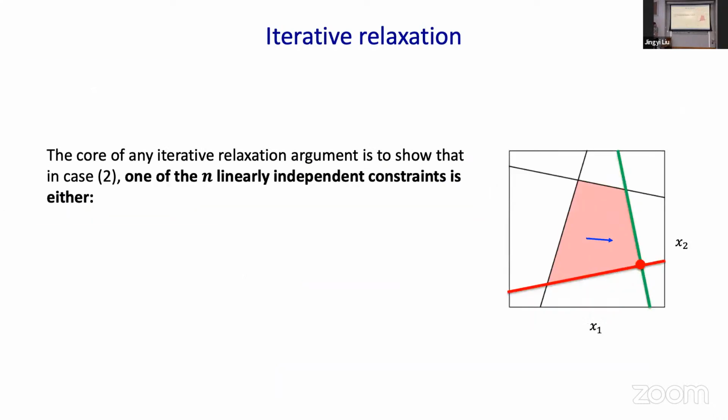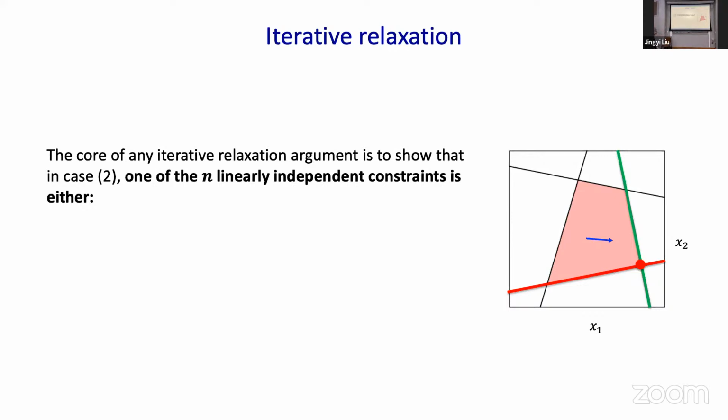Okay, so as I just said, the core of any iterative relaxation argument is really just to show that in case 2, there's some constraint that's okay to drop. If I'm trying to minimize, let's say this is the direction. I should have had a better direction. This is my fault, but if I'm trying to minimize, then dropping constraints will only let me make it smaller.